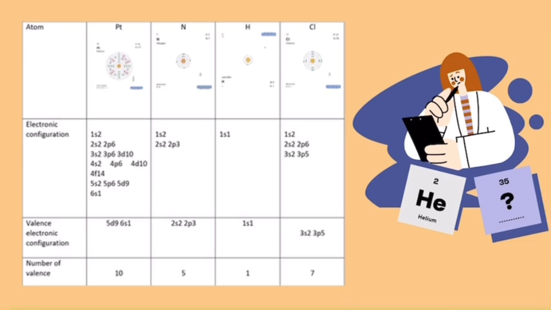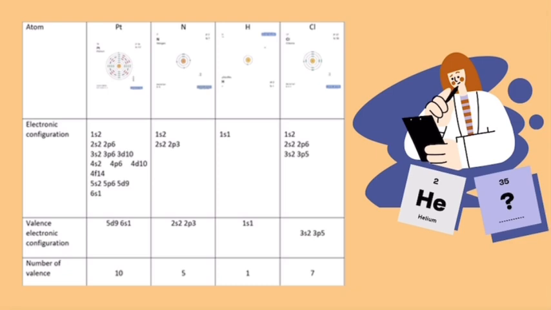The next one is nitrogen. Its electronic configuration is 1s2, 2s2 and 2p3. Its valence electronic configuration is 2s2 and 2p3, thus the number of valence electrons is 5. The next one is hydrogen. As we know, hydrogen has only 1 electron, so it is 1s1, and the valence electronic configuration is the same as the electronic configuration, which is 1s1, giving a total of 1 valence electron.